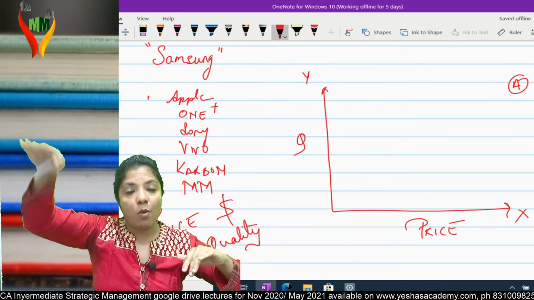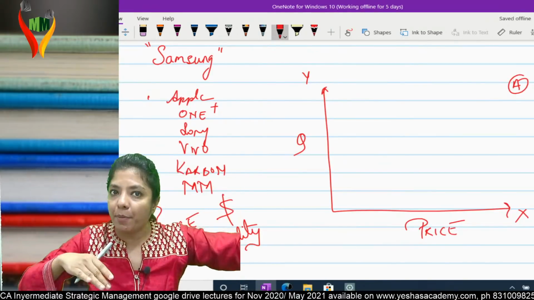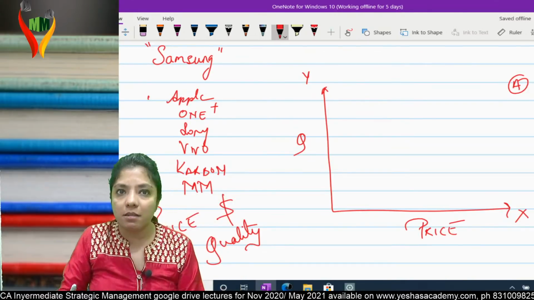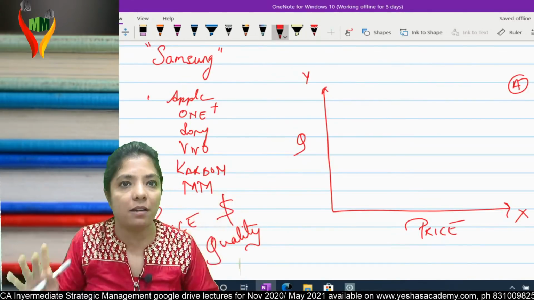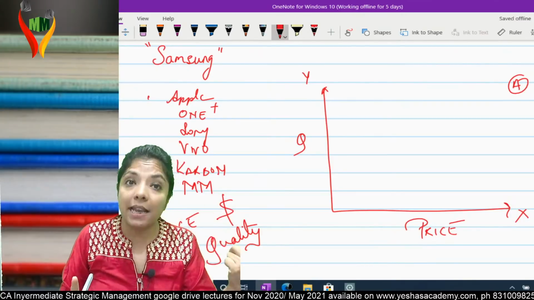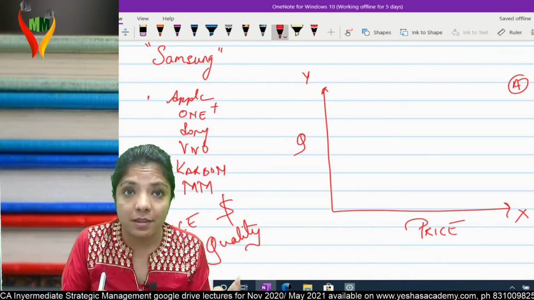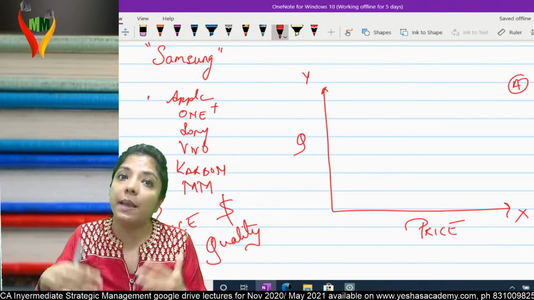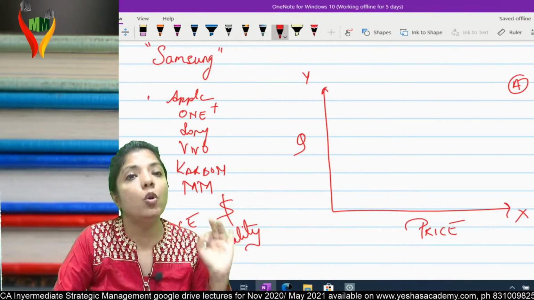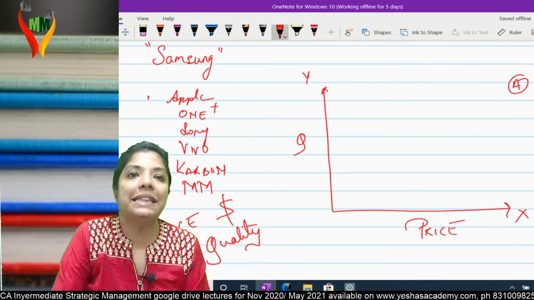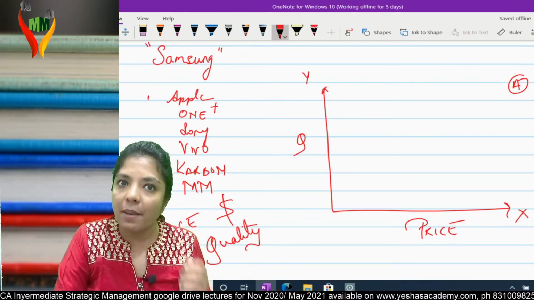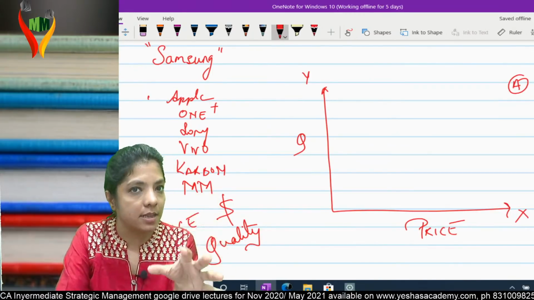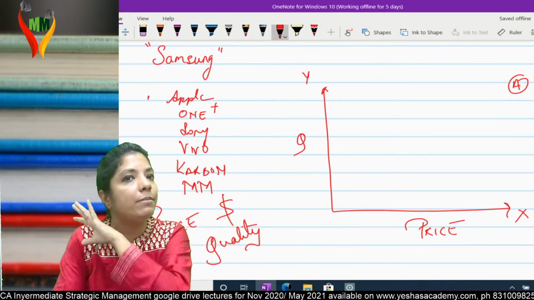I'll put Apple there. Why? Apple's characteristics are high price, high quality. So I'll start putting all the firms in this graph as per their characteristics. Second, if two firms have the same characteristics, I will allot them the same space. For example, if two students get the same marks, they will get the same rank. It's simple. If two companies have the same characteristics, I will allot them the same space.